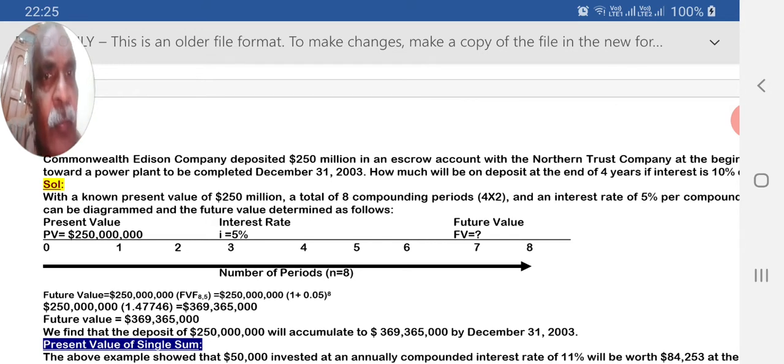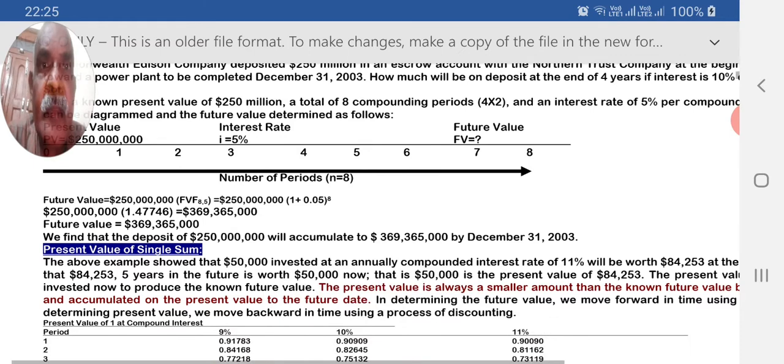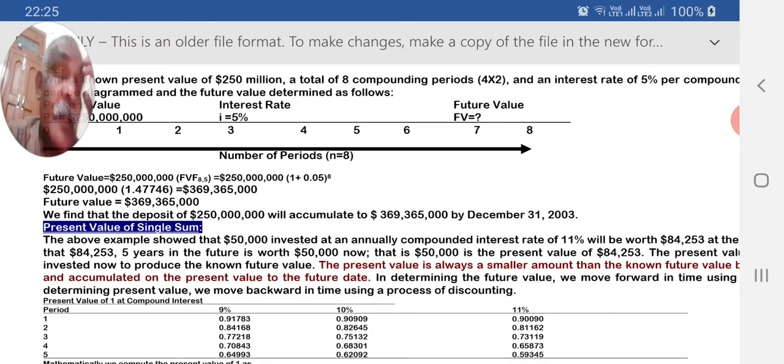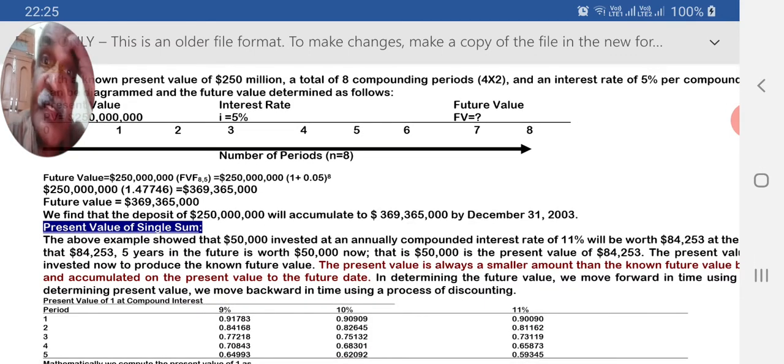Now again, suppose 250 million you are investing, compounded at the rate of 5%. How much will you get? You calculate the same way. Okay, now I would like to discuss the present value. Right now we have discussed future value. Now I want to discuss present value.